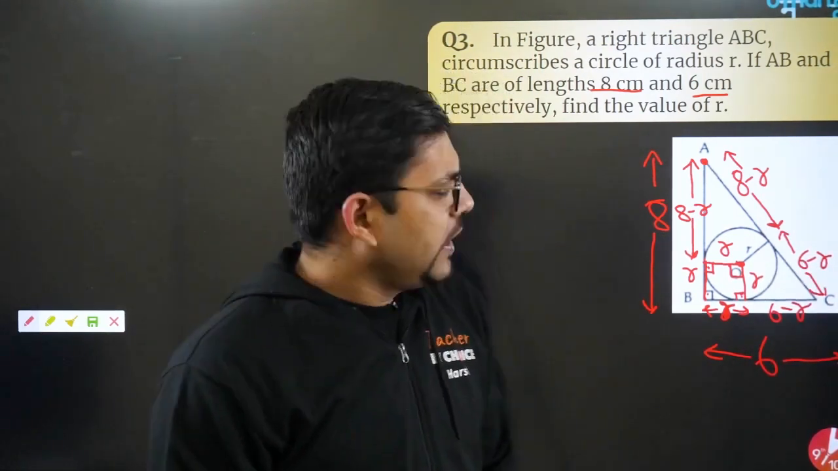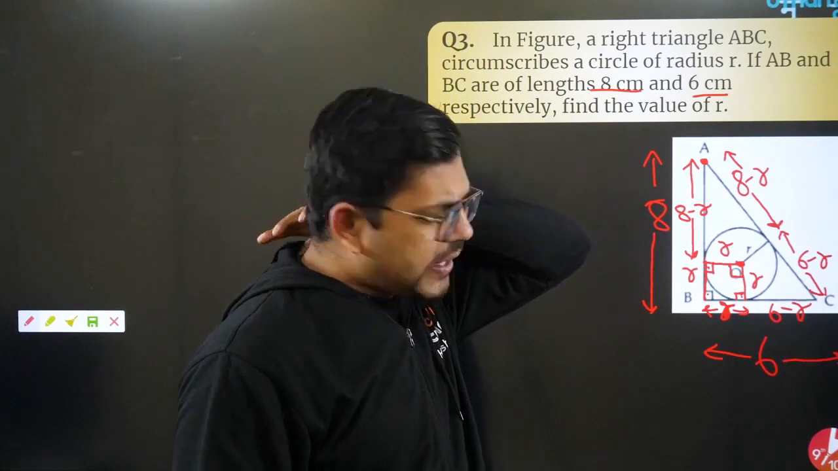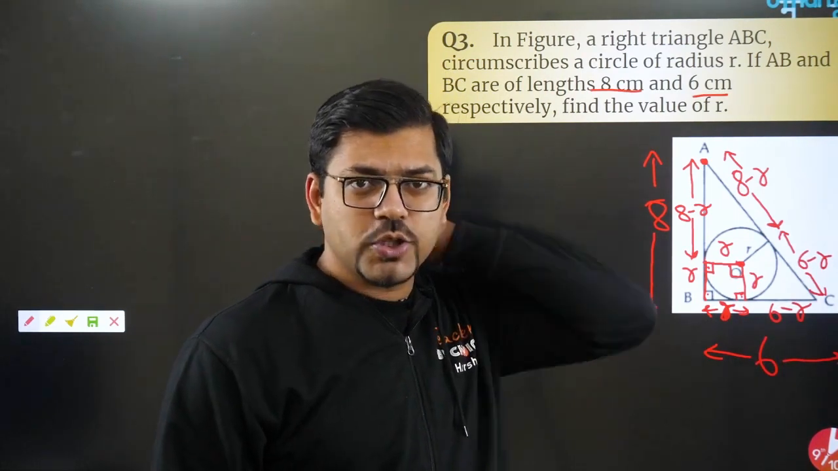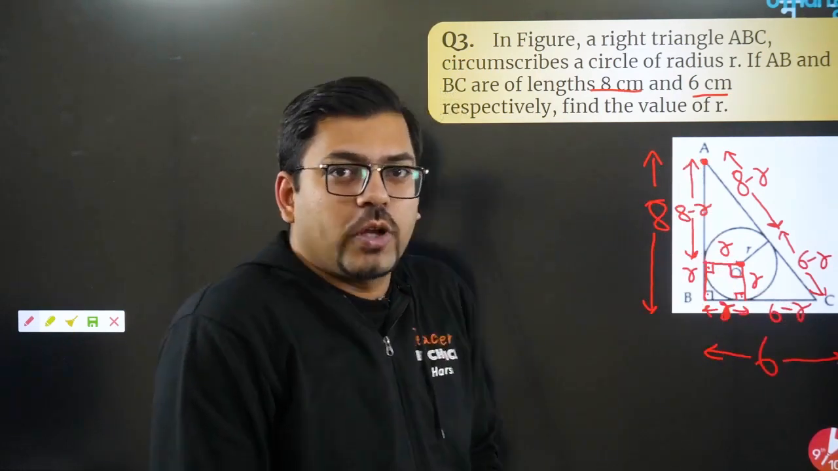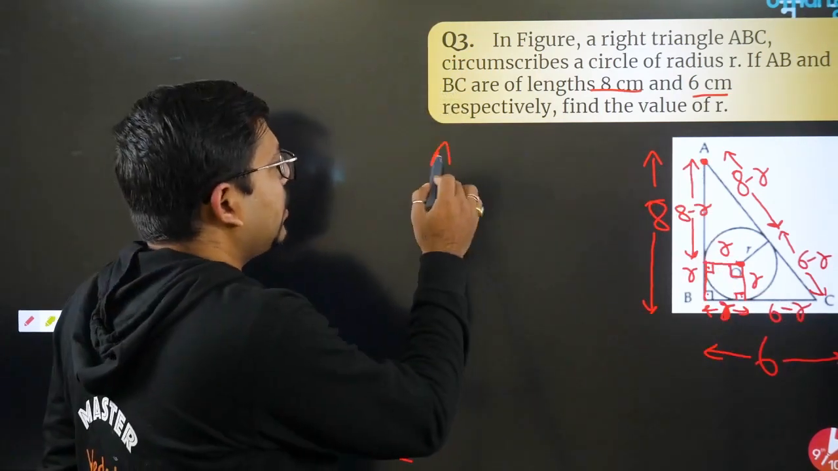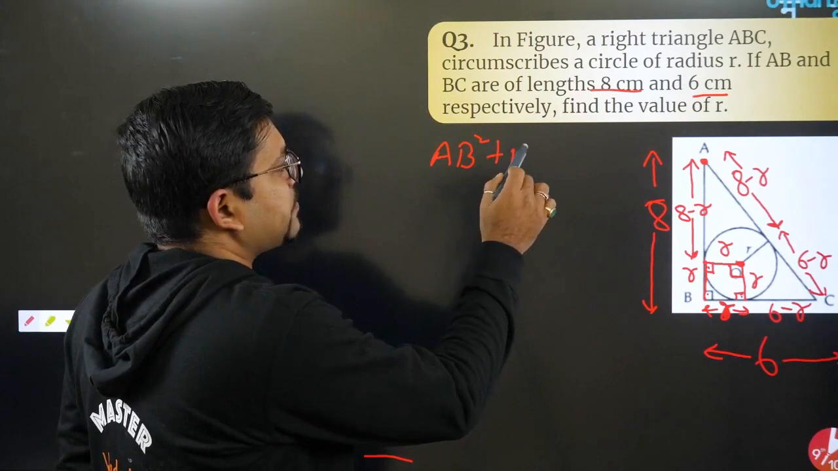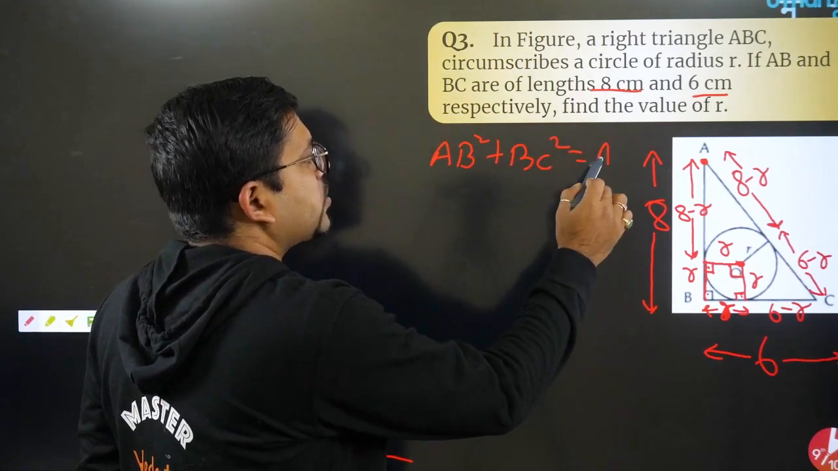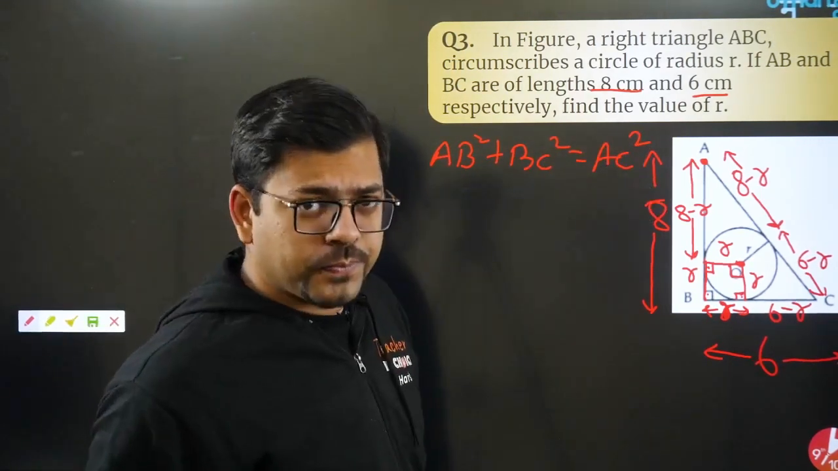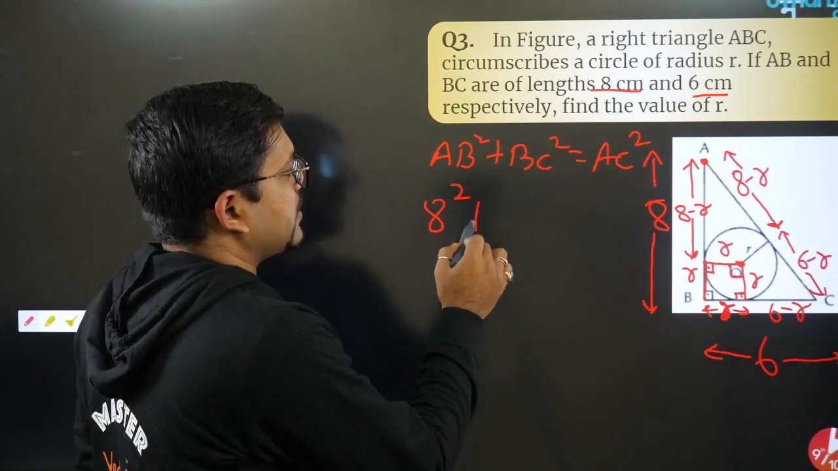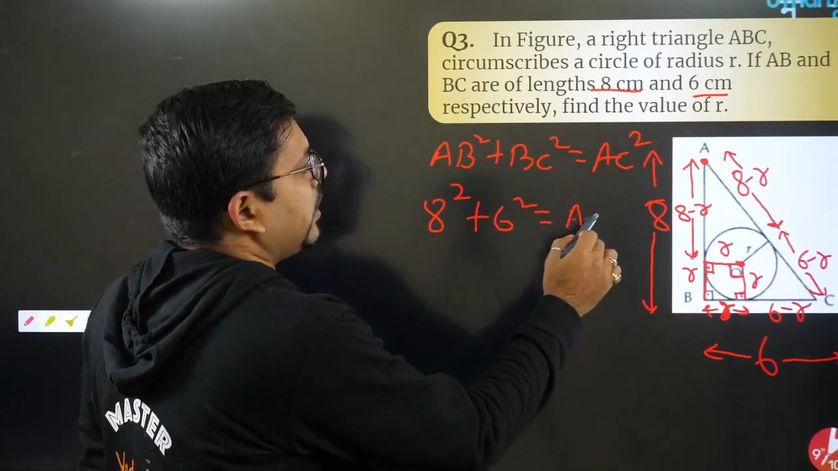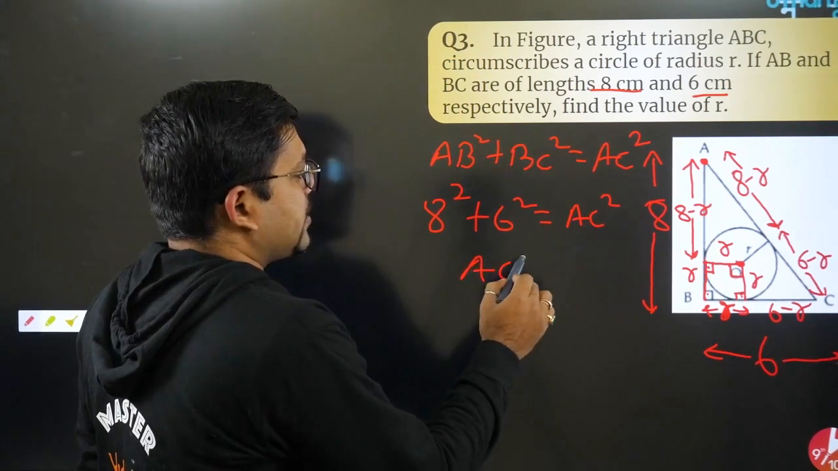So we got AC. Now, is there any other method to get AC? I would say, yeah, Pythagoras theorem. Why not? This is 8, this is 6. You can always apply Pythagoras. AB square plus BC square equals AC square. Yes, we can do that. So I hope you know this is 8 square plus 6 square equals AC square, and hence AC is equal to 10.